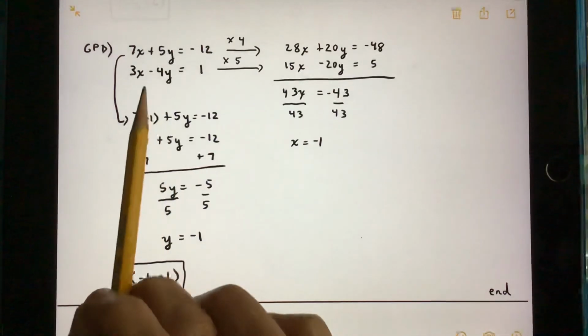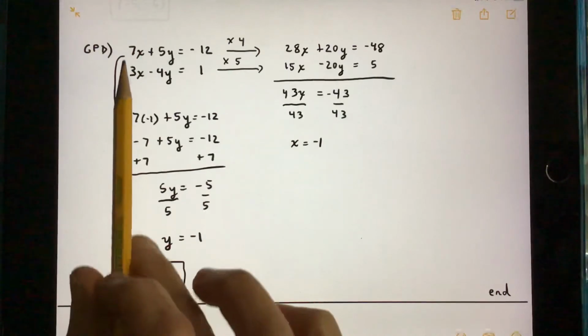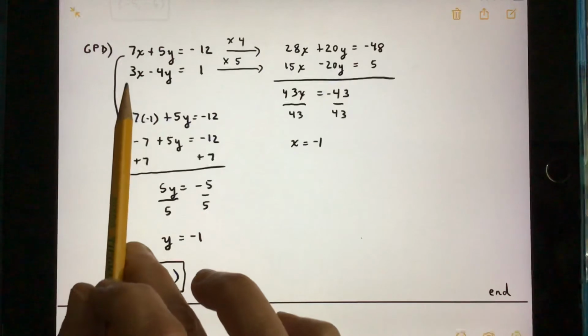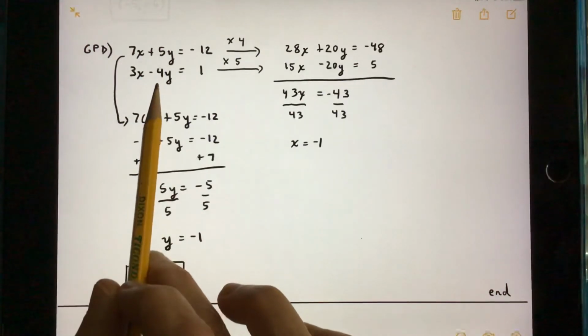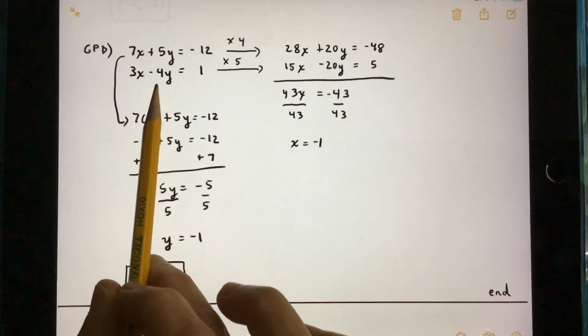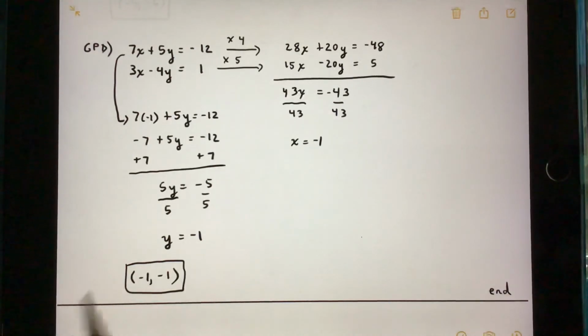But it won't be too hard to create opposites here to use elimination. We think, what do 7 and 3 both go into? They both go into 21. I could create opposites 21x and negative 21x, or what do 5 and 4 both go into? Well, 5 and 4 both go into 20. So I can create 20y and negative 20y, and I could eliminate my y's. And in fact, that's the choice I'm going to use.